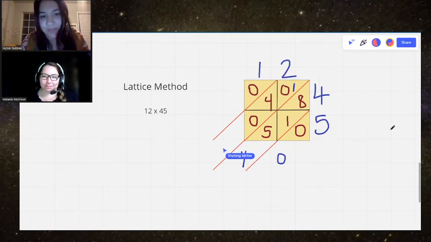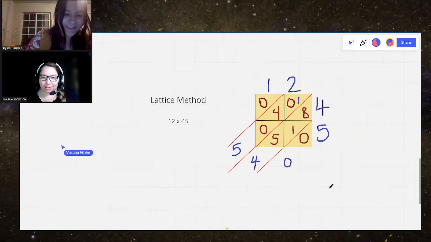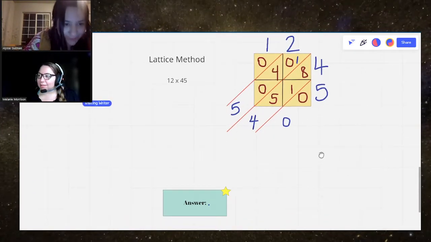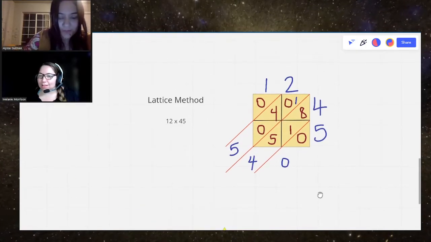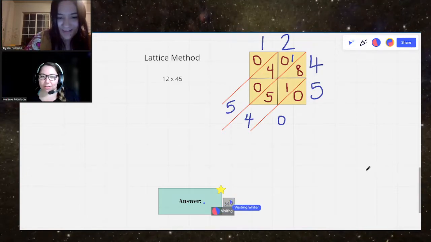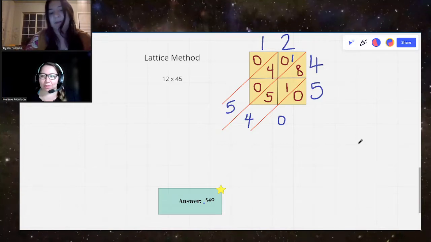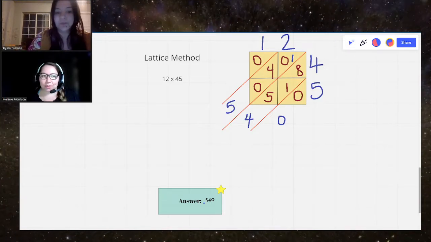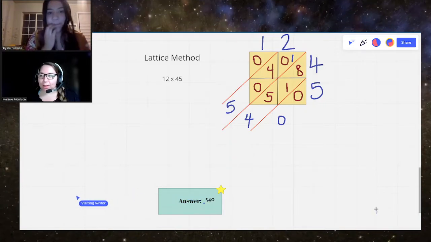And that is how we get the answer of 540. So that is our answer, students. Let me type that right here. Perfect. Our answer is 540. Awesome. So now that we learned how to do it and went through the steps, and then now that we tried another one with just plain numbers, let's do another one.